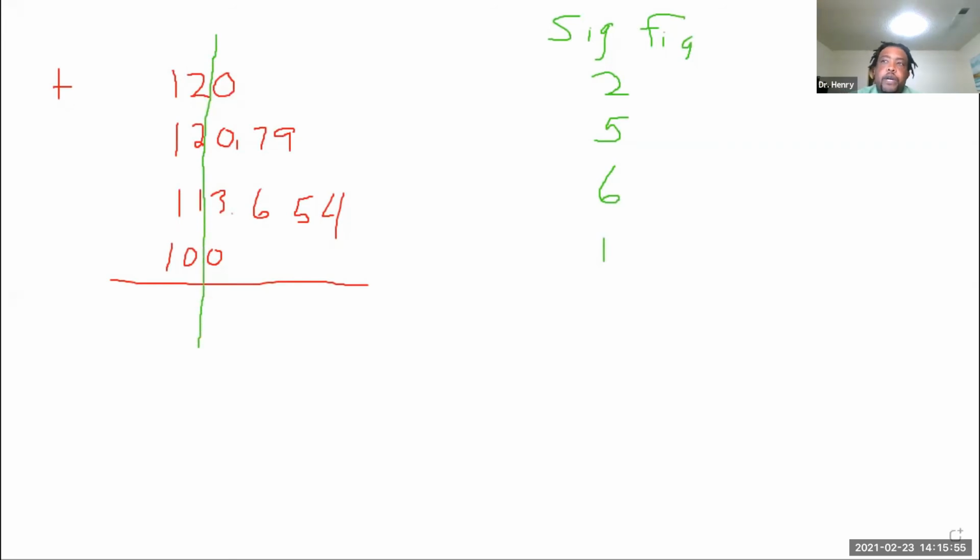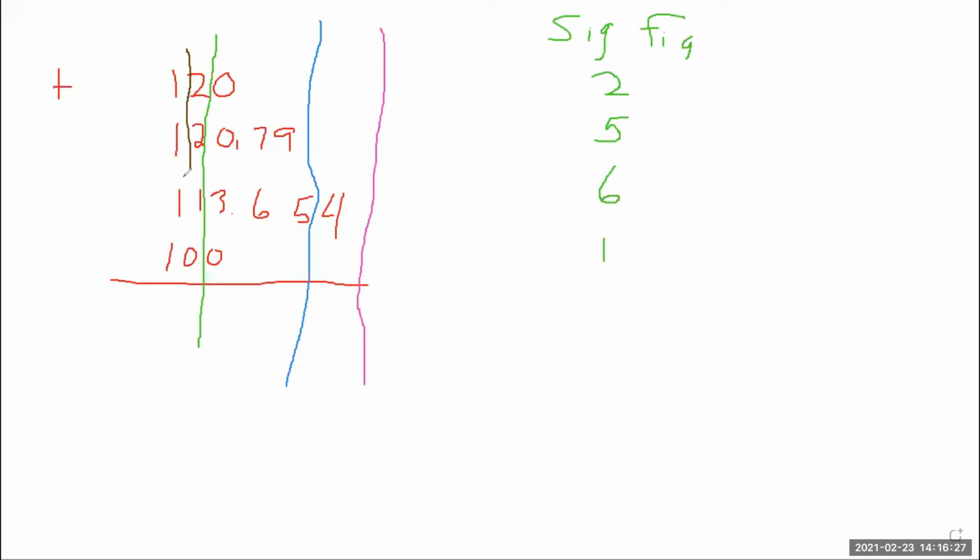Okay, for the second one, we said that all 5 numbers are significant. I'm going to draw another line in a different color. And then for the third one, all of them are significant again. And I'm going to draw another line in another color. And then for the last one, we said, how many are significant? 1. Only that first one.